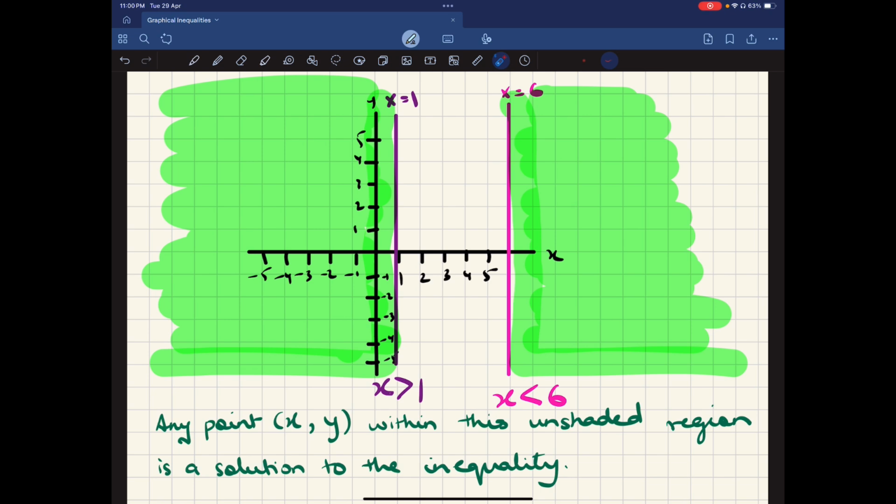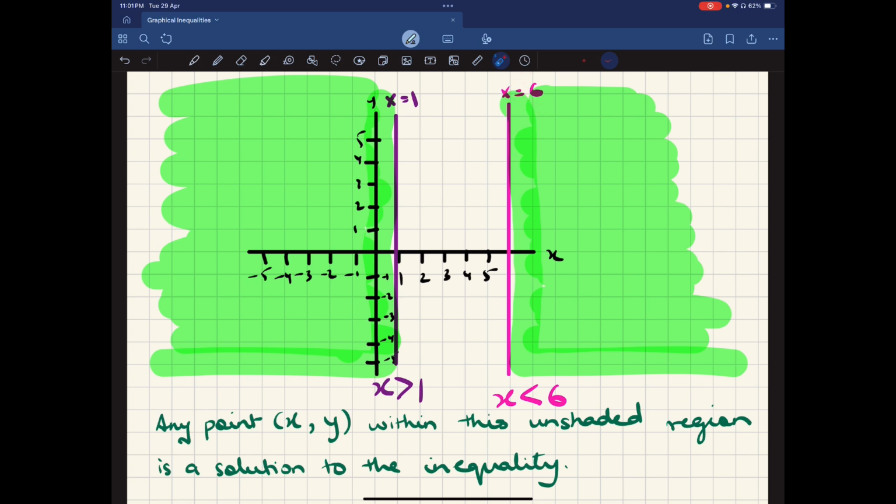Okay, so I first tackled the vertical lines. If the wanted region is on the right, your inequality will be greater than. If the wanted region is on the left, your inequality will be less than. Okay, so you need to memorize that.